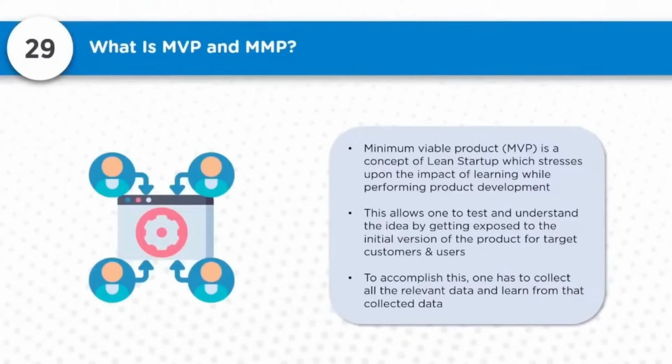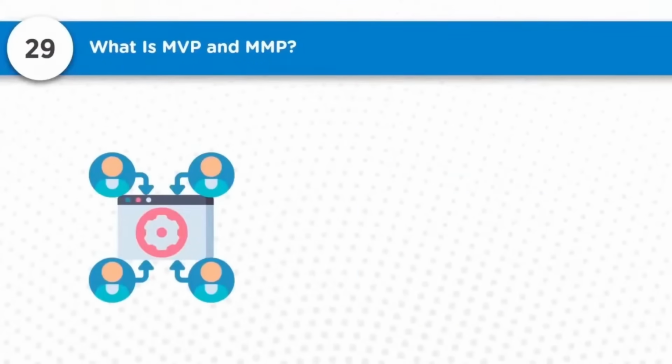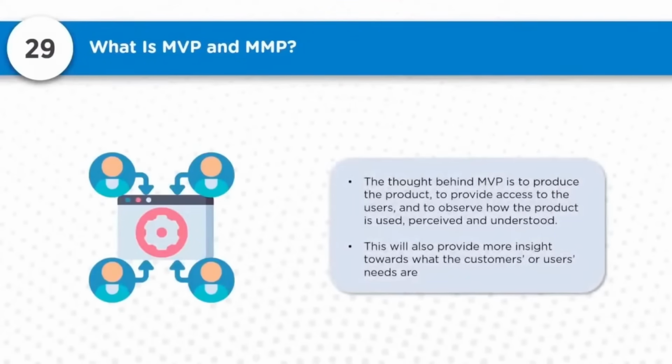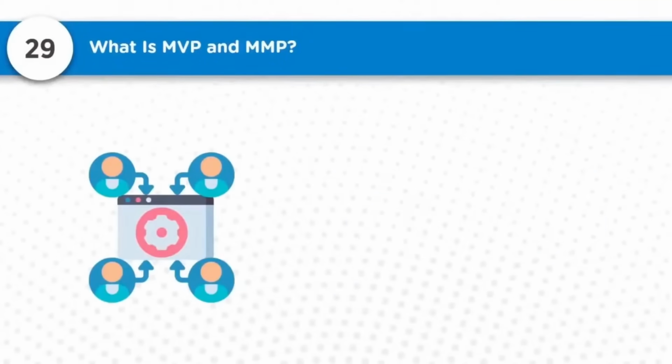To accomplish this, one has to collect all the relevant data and learn from the collected data. So the thought behind MVP is to produce the product, to provide access to the users, and to observe how the product is used, perceived and understood. This will also provide more insight into what the customers' or users' needs are.